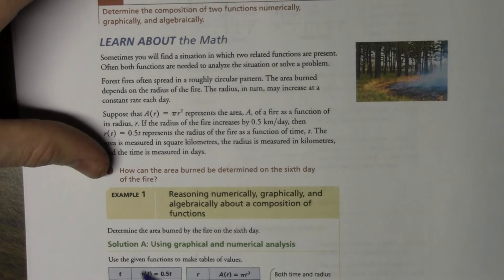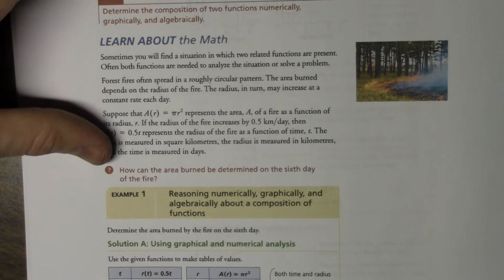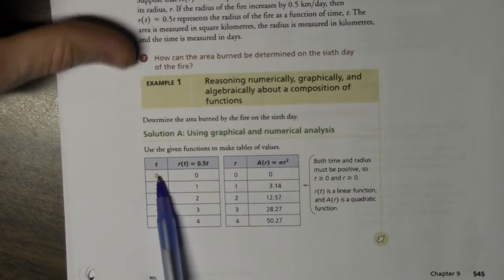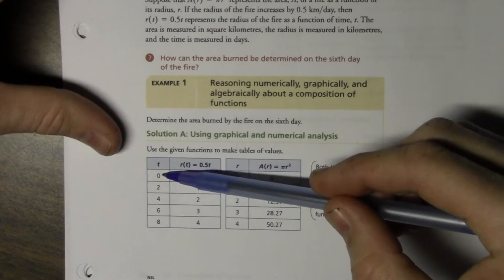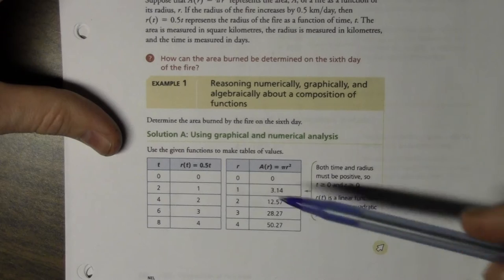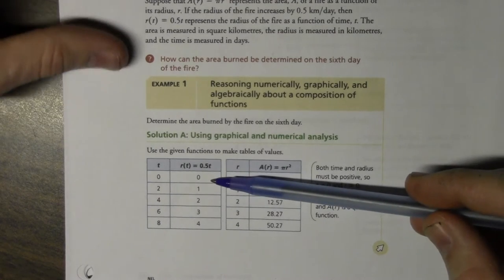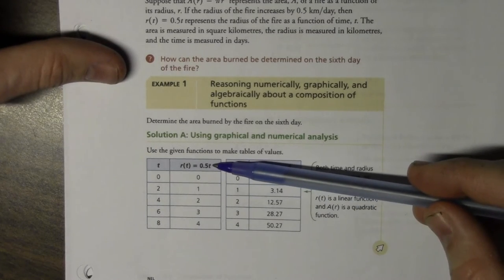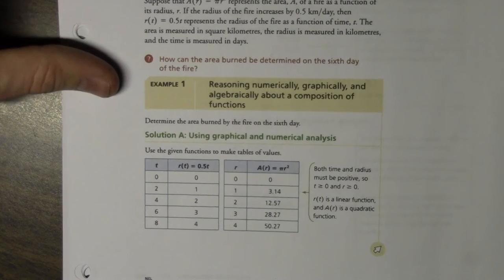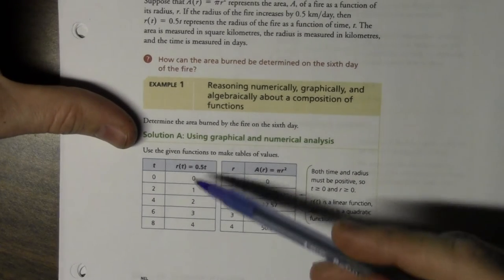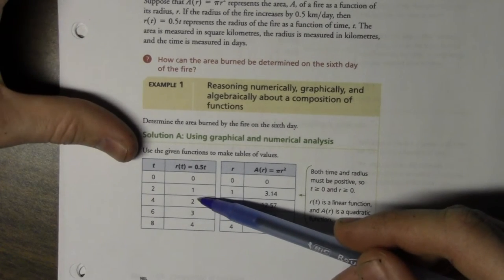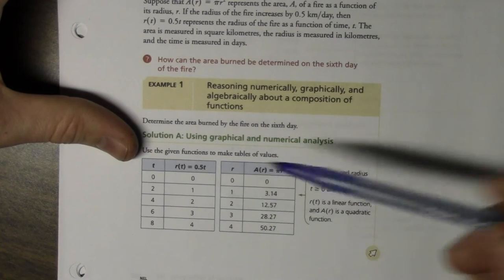So first of all, we're going to look at what that looks like graphically and a numerical analysis. So we create a simple table of values for the first function. We have our time in days and we have our radius calculated. Very simply, we take time and we multiply it by 0.5. So that's a very simple table of values. We can make a very simple line graph with a slope of a half.